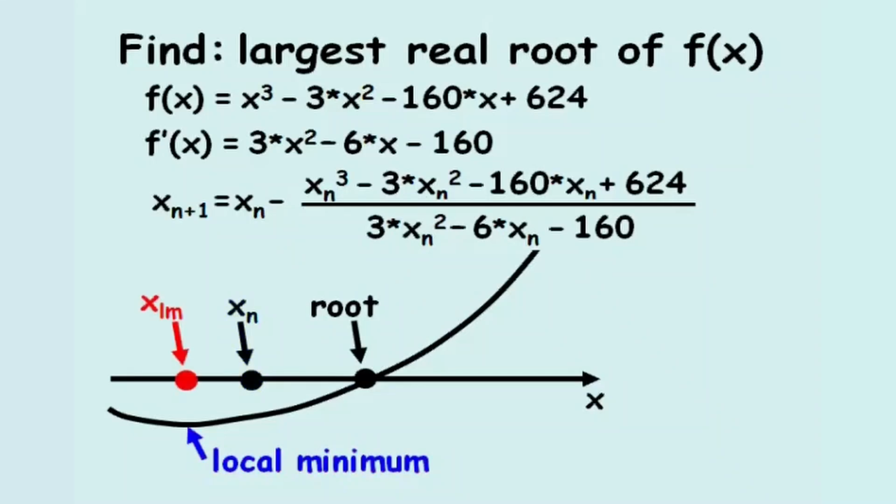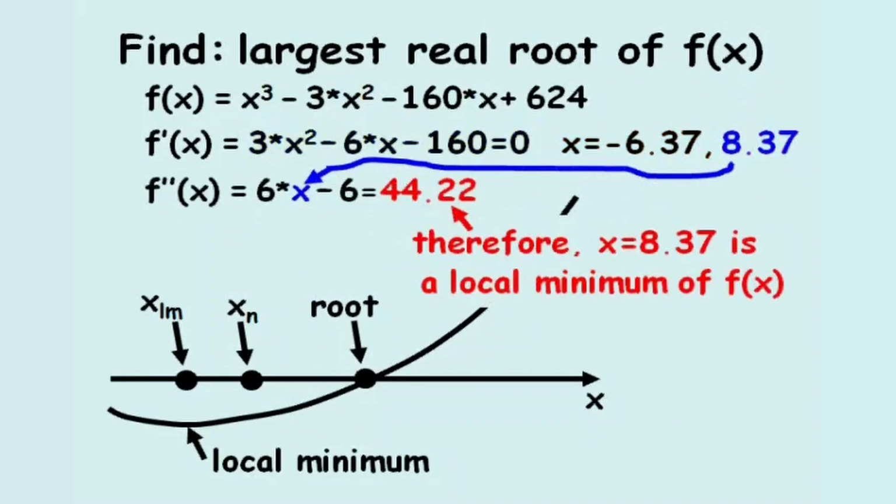We'll define the point xlm as the x value of the local minimum, which we can find by setting f prime of x equal to 0 and solving for x, and confirming that this value of x also has a positive second derivative. The roots of the quadratic equation are negative 6.37 and 8.37. We'll check the larger value, 8.37, for its second derivative, which is, indeed, a positive value.